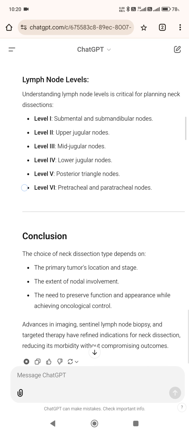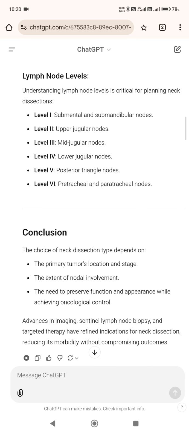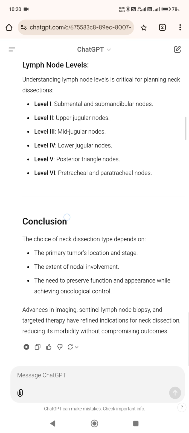Lymph node levels. Understanding lymph node levels is critical for planning neck dissections. Level I, submental and submandibular nodes. Level II, upper jugular nodes. Level III, mid-jugular nodes. Level IV, lower jugular nodes. Level V, posterior triangle nodes. Level VI, pretracheal and paratracheal nodes.